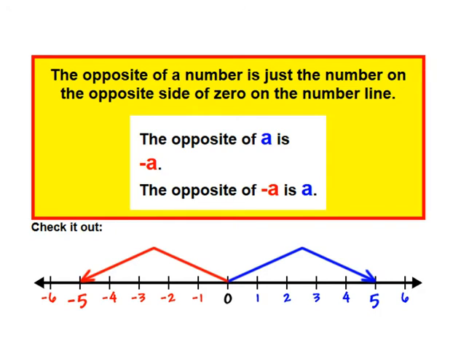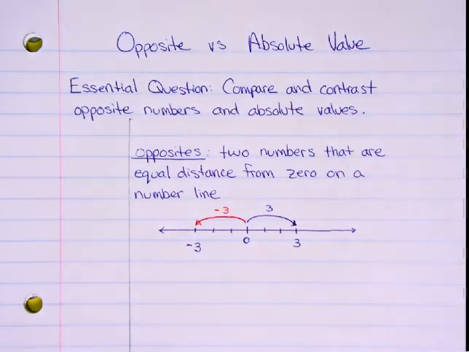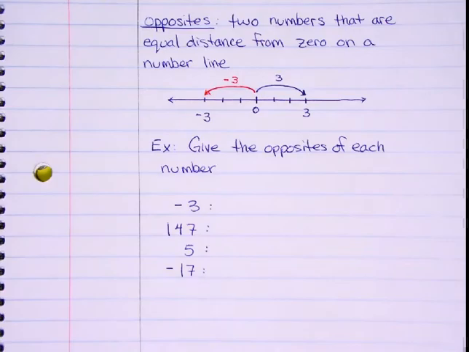So we can go ahead and add that to our notes. And our essential question would be to compare and contrast opposite numbers and absolute values. So go ahead and add this to your notes. You can get an idea of what opposites are, and then we'll try some examples. Take a moment and try the example. Give the opposites of each of the numbers, -3, 147, 5, and -17.